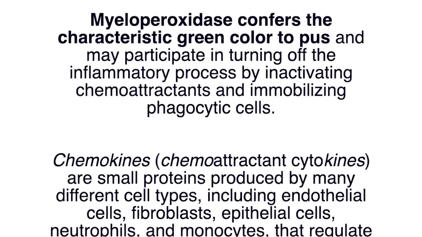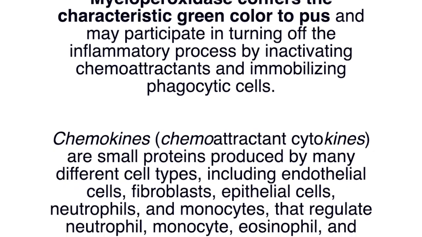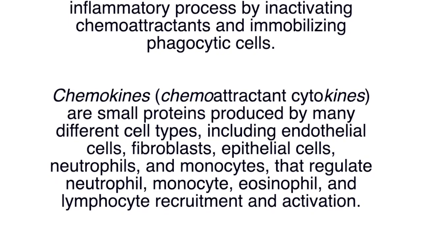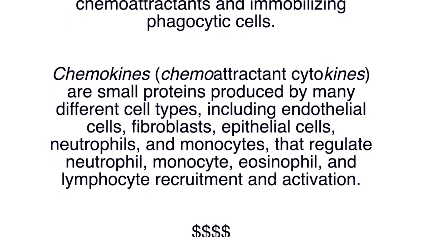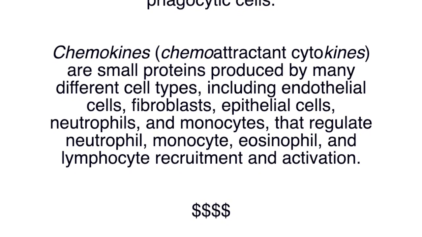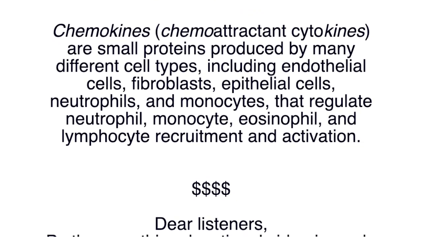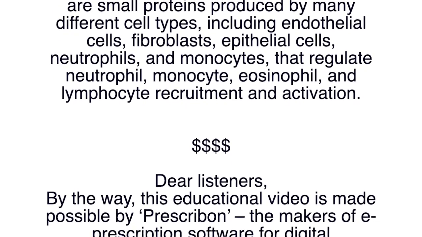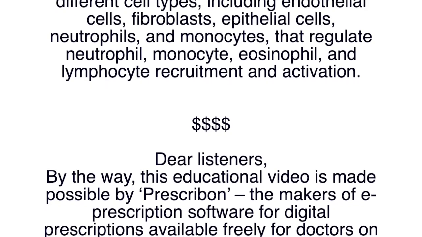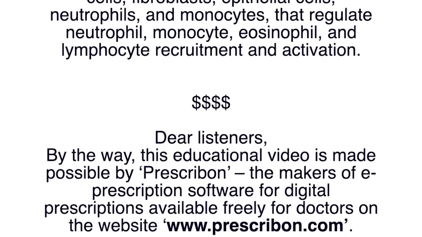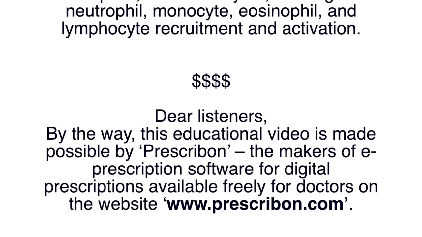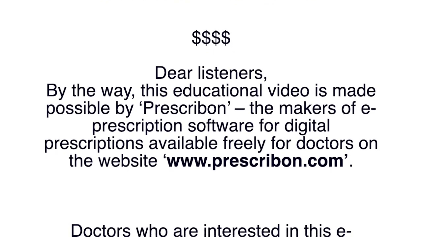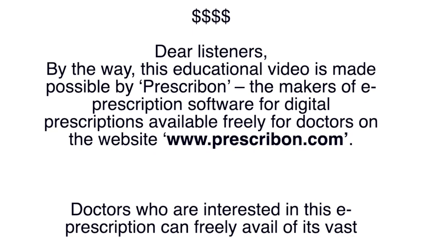Myeloperoxidase confers the characteristic green color to pus and may participate in turning off the inflammatory process by inactivating chemoattractants and immobilizing phagocytic cells. Chemokines, that is chemoattractant cytokines, are small proteins produced by many different cell types, including endothelial cells, fibroblasts, epithelial cells, neutrophils, and monocytes that regulate neutrophil, monocyte, eosinophil, and lymphocyte recruitment and activation.